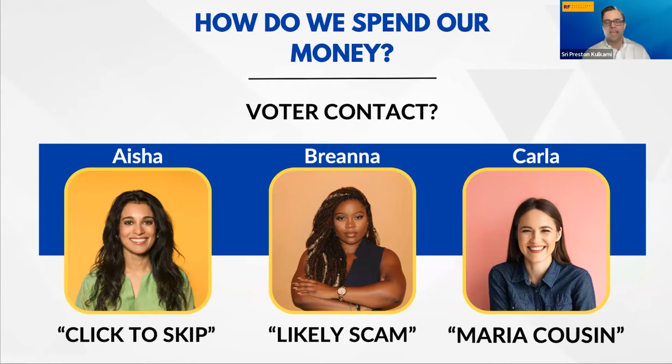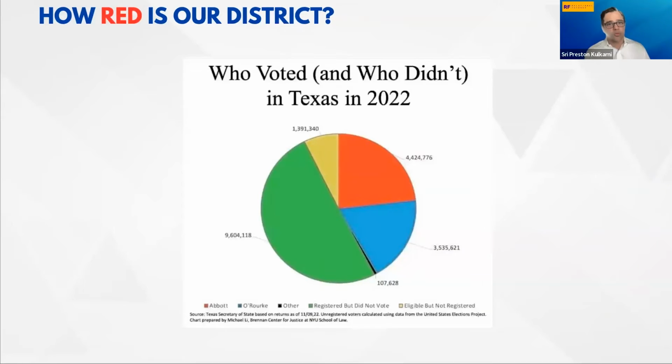Carla, right, exactly, because it's the strength of that relationship. Obviously, Maria, her cousin, is going to have a much bigger impact on her than an unknown call or an ad that she can just click through and skip. But most of what we spend our money on is on the first part. We think that's the only way to get to people.